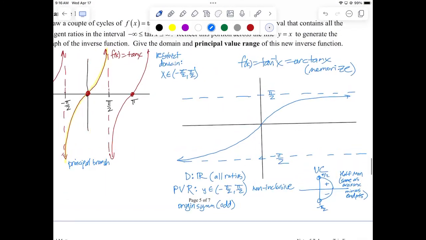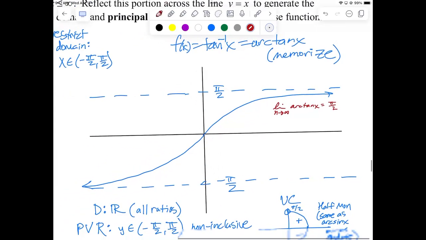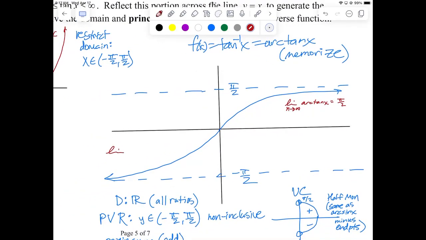Now, this one also has end behaviors. Watch this. What would be the limit as x goes to infinity of arctangent of x? Pi halves. It has horizontal asymptotes, so it has end behavior. The others don't have end behaviors. All right, and over here, what would be the limit as x goes to negative infinity of inverse tangent of x? Negative pi halves.